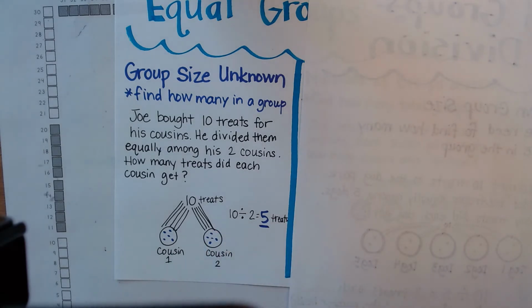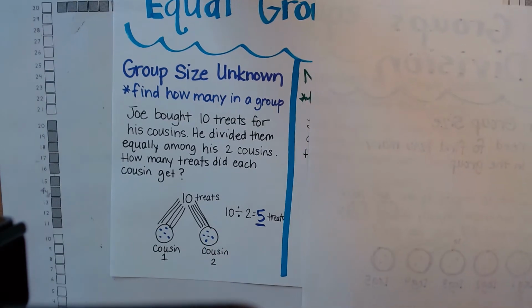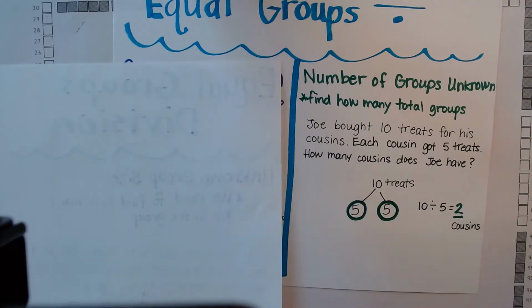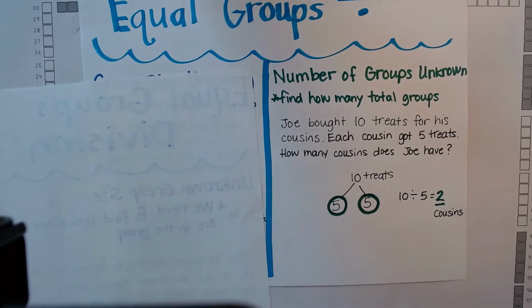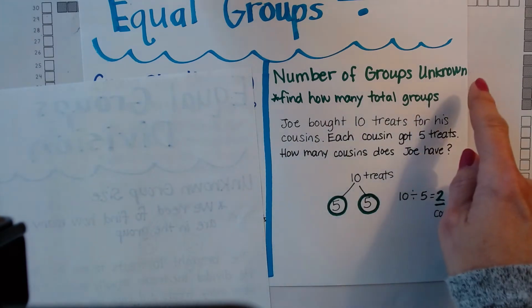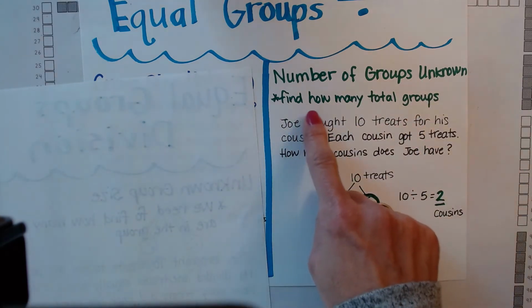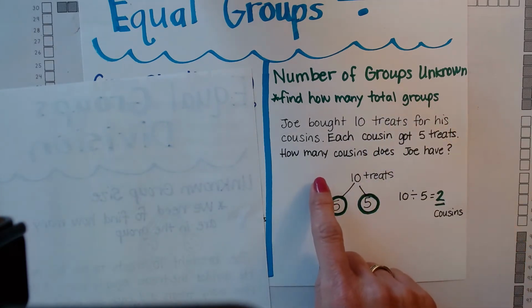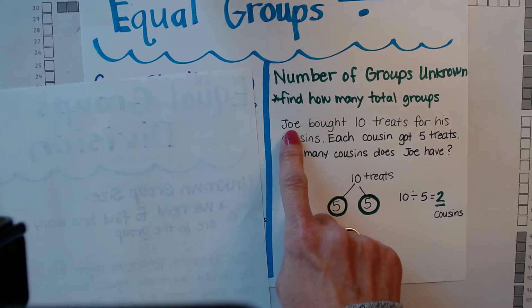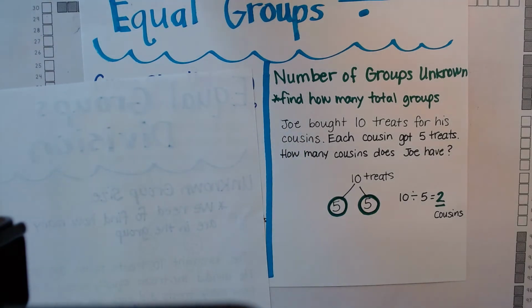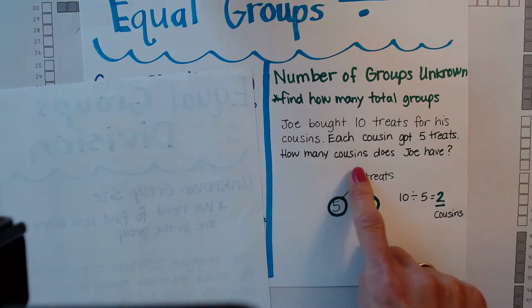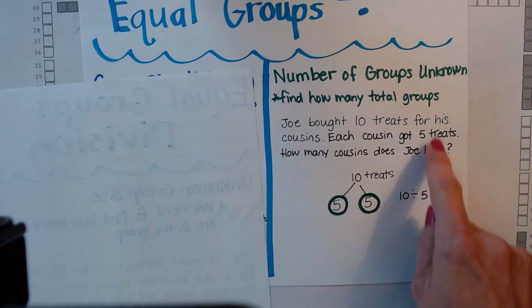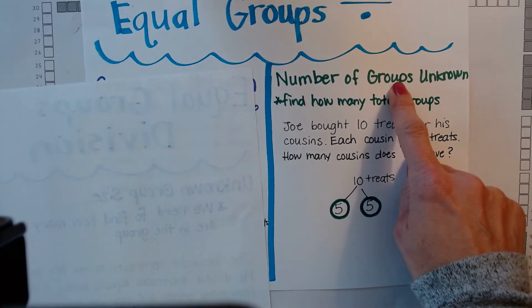Okay? Now, let's look at the same problem, but thinking about it from a different lens, looking at it differently. Now we're trying to find out how many groups there are. Okay? We're trying to find out how many total groups. It's called the groups unknown. So similar problem. Joe bought 10 treats for his cousins. Each cousin got 5 treats. Now we want to know, how many cousins does Joe have? How many cousins, how many groups are there?